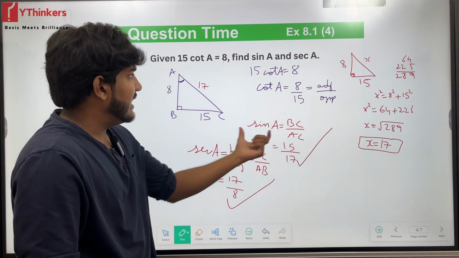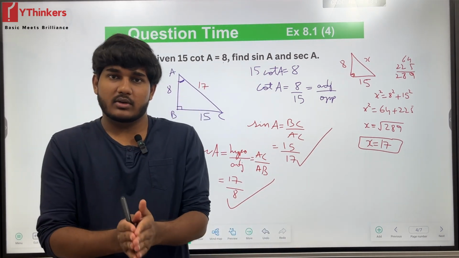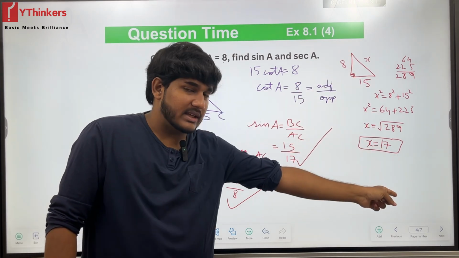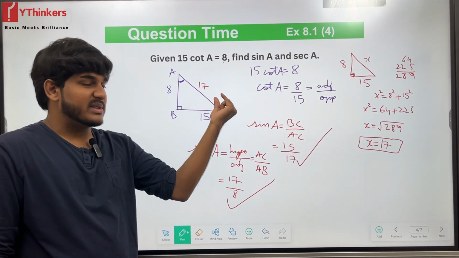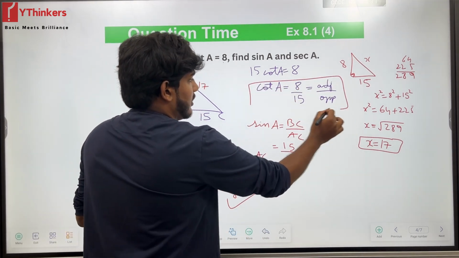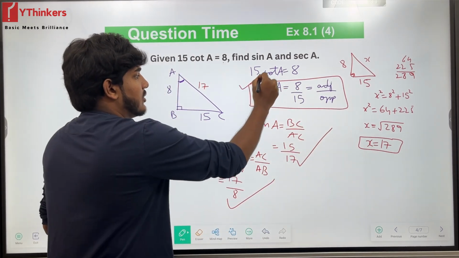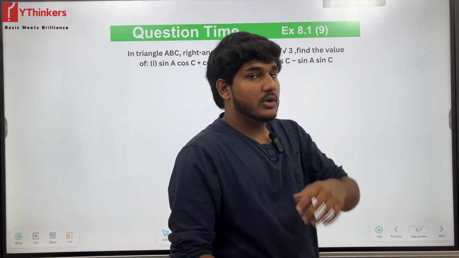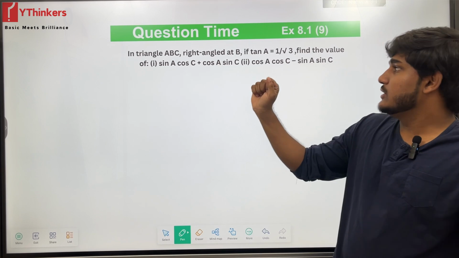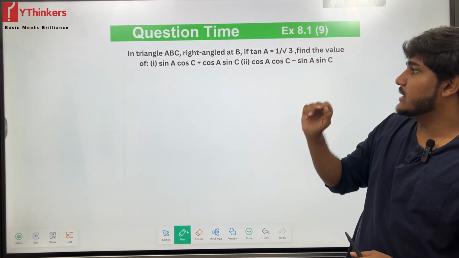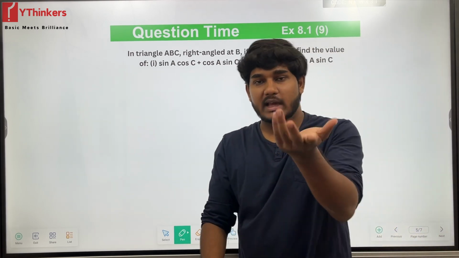Okay, I've got my sine A, I've got my sec A. Same formula. I made sure I wrote the diagram properly. From Pythagoras theorem, I got this value which was missing, then used it. This step is very important. We will use this step later also. Okay, so we move on to the next sum. In this, I'll either do this or this. I'll do this because it involves cos, and one I'll let you guys do.